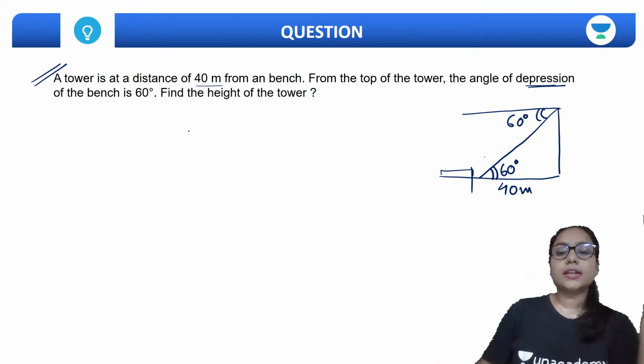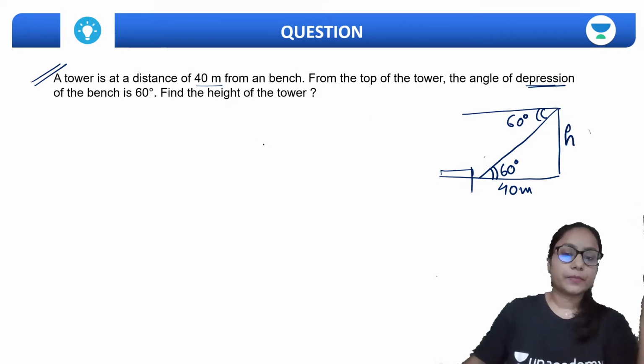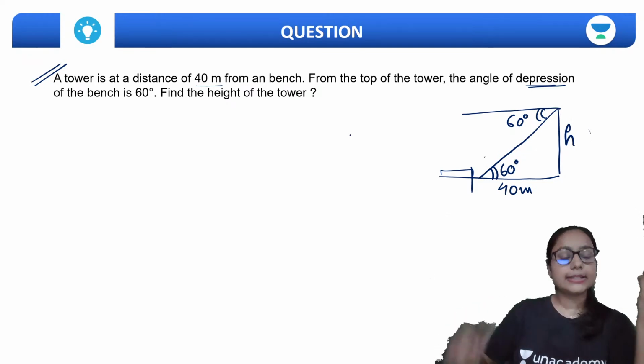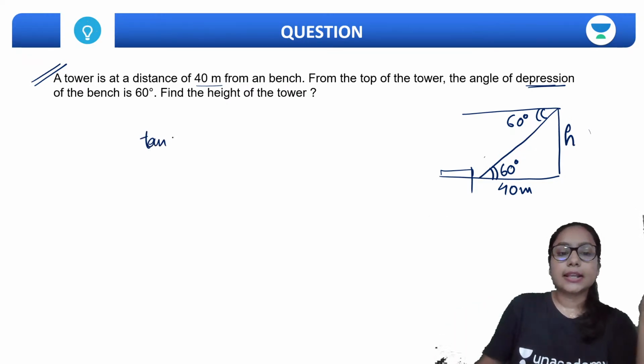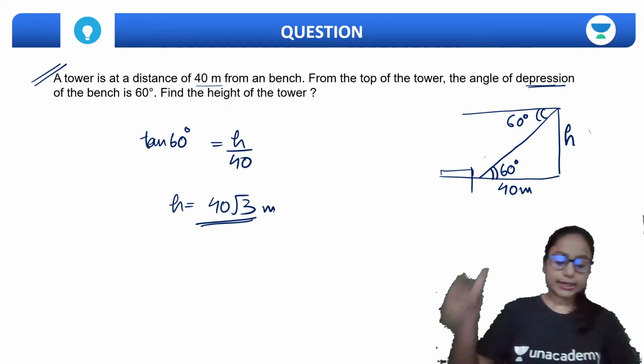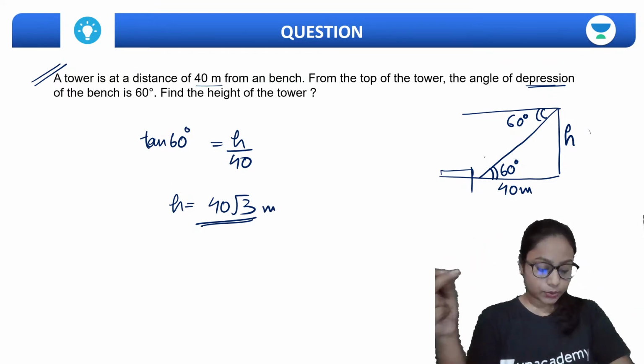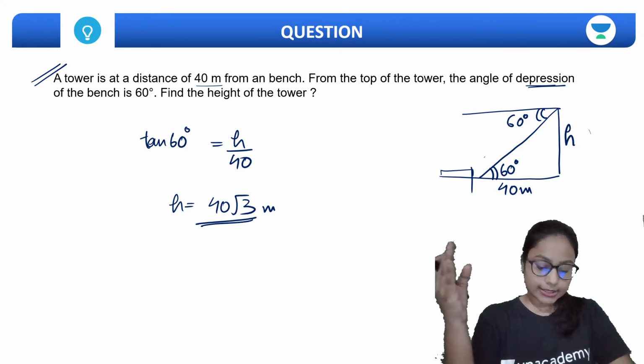So, which trigonometric ratio should I use? I have to find the value of h, right? That is the perpendicular, and base is given. So tan 60 degrees again. So tan 60 is h upon 40. So h will be 40 root 3. That's it. Clear? Yes, Thomas, Anurag, Harshit, Ankit, Sonam, Aditya, correct answers. 40 root 3 is correct.